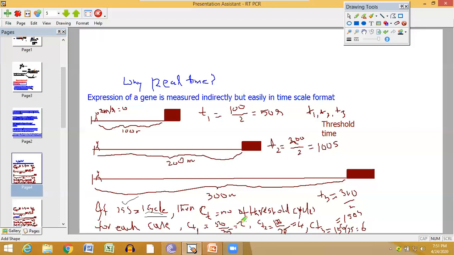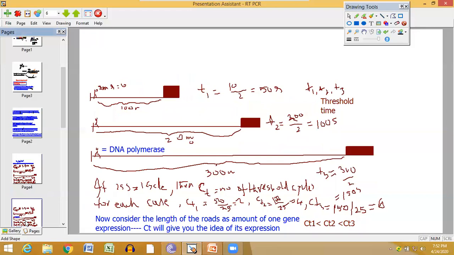So now I have just reduced the dimension of the time factor into a smaller dimension of CT. Now if you look at the CT values, you can easily understand which road is longer. This CT value 6 means the third road is the longest. The intermediate CT value is 4, that means the second road is intermediate, and the first road with CT value 2 is the shortest. The same concept we will now apply in the case of our gene.